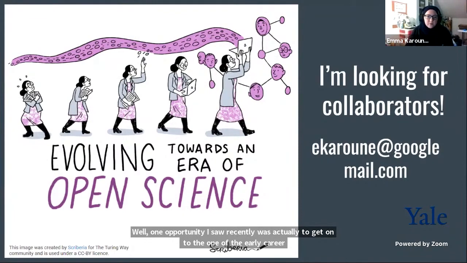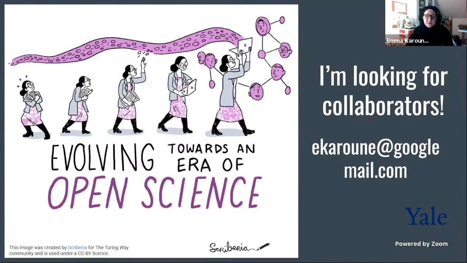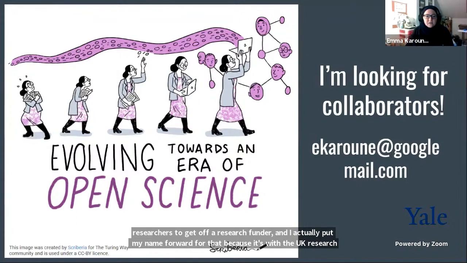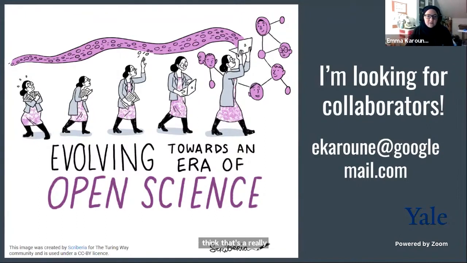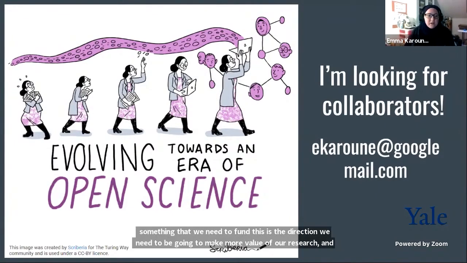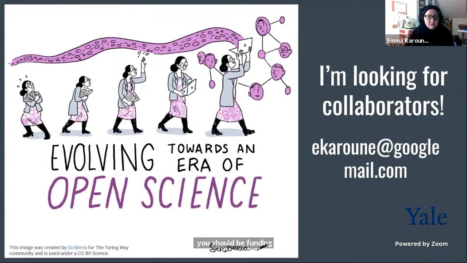If you can get on the board, or the panel, of a research funder, you can actually say, this is something that we need to fund, this is the direction we need to be going to make more value of our research, and you should be funding this. Because I do think that early career researchers are really bought into open science practices, and it is the higher up you go within academia that are fighting more against it or not really adopting it, I think would be my point. So I think probably the change has to come from early career researchers. If you can actually be there and say something in a meeting, that will have an influence, I think.